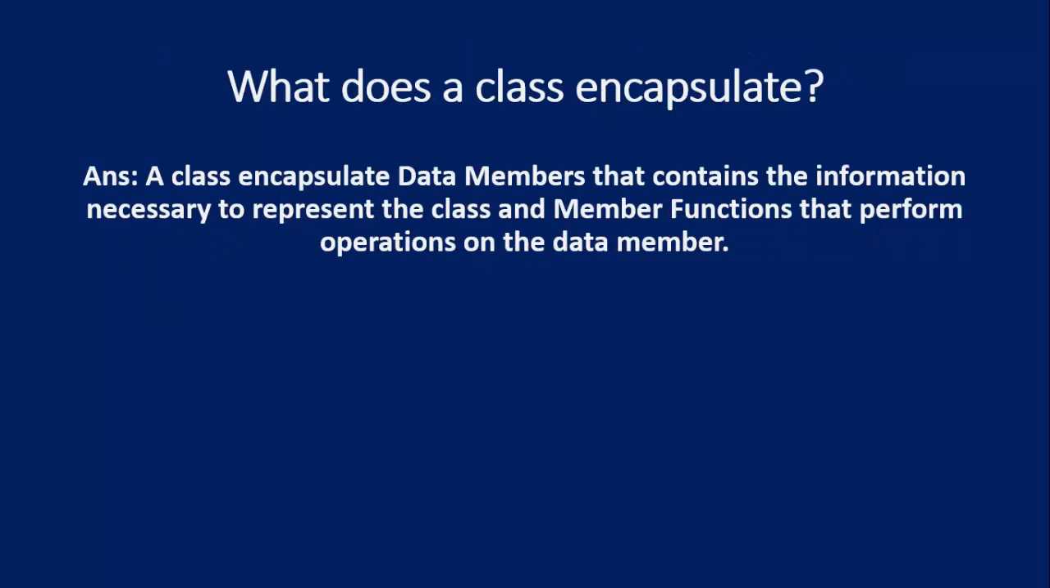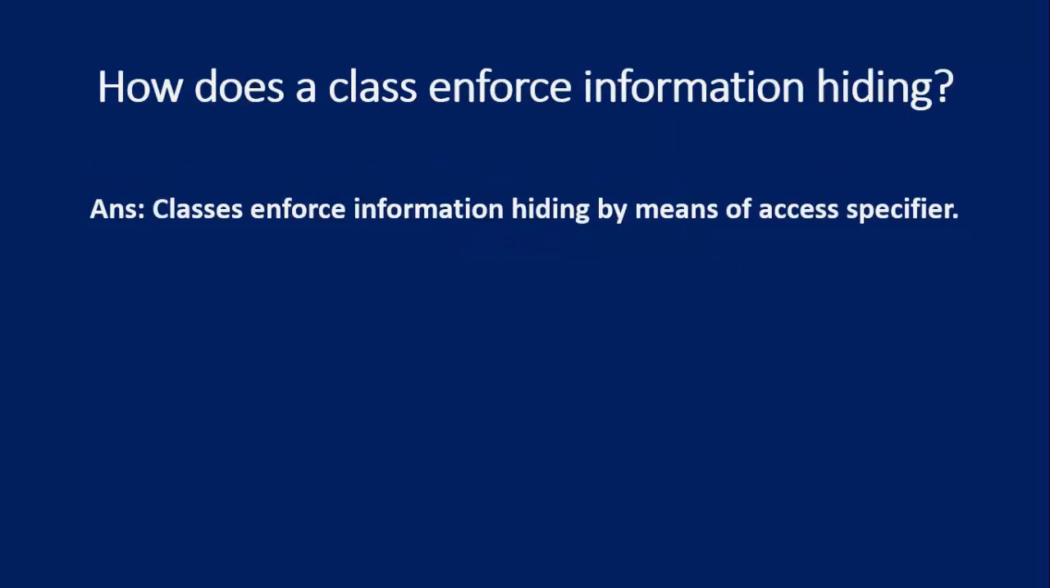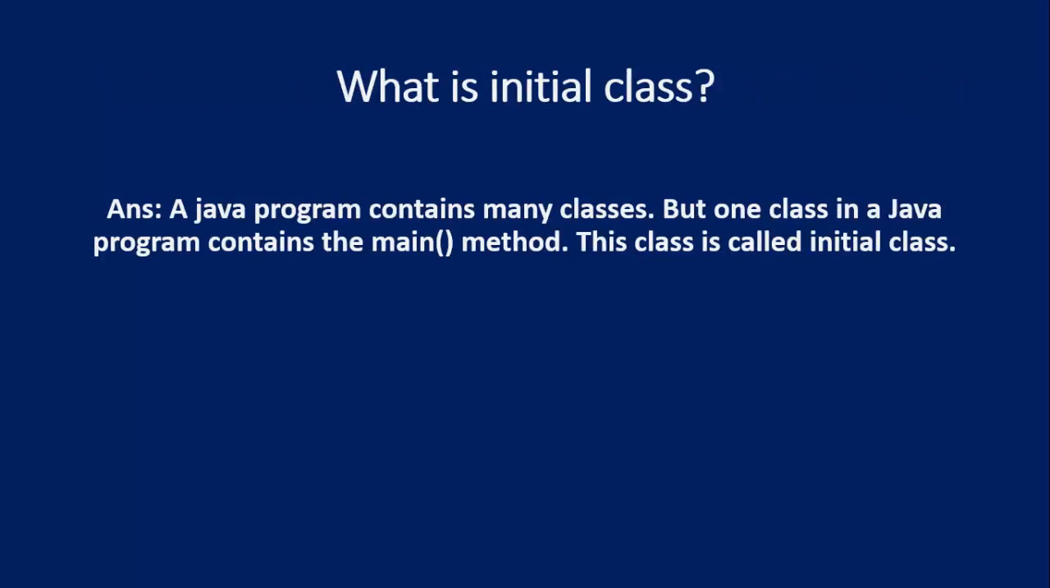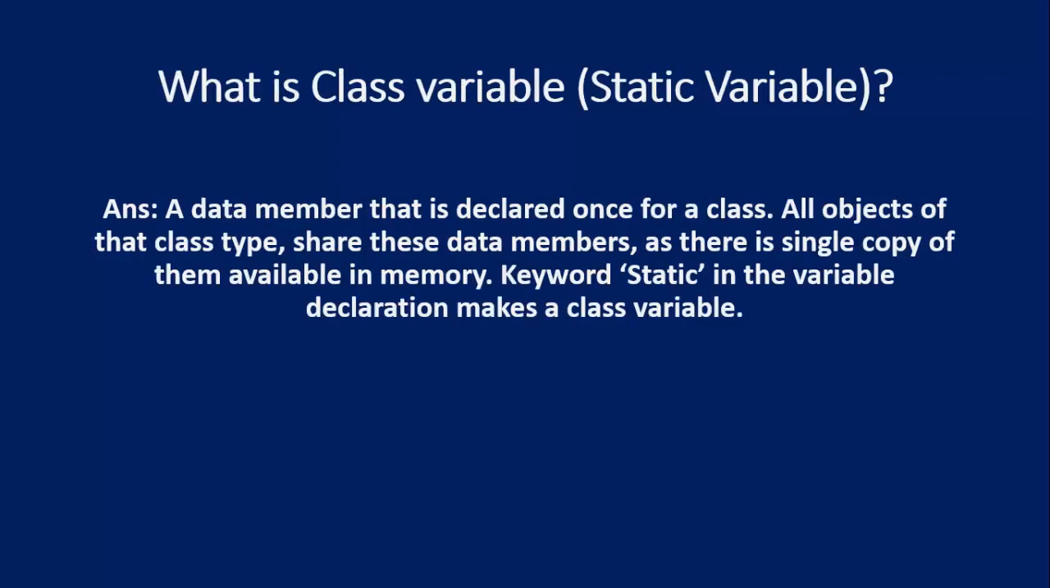What does a class encapsulate? A class encapsulates data members that contain the information necessary to represent the class and the member functions that perform the operation on the data members. How does a class enforce information hiding? Classes enforce information hiding by means of access specifiers. What is the initial class? A Java program contains many classes, but one class in a Java program contains a main method. This particular class is called the initial class.